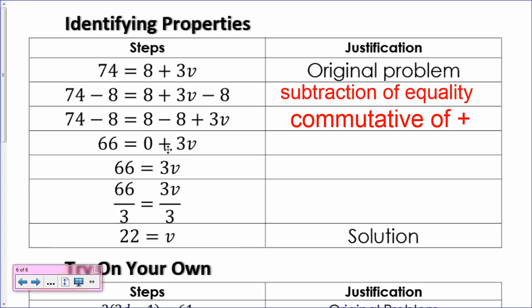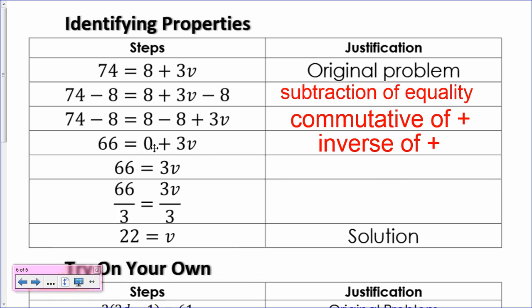Alright. The next step, we have a 74 minus 8 changing to a 66. We have an 8 minus 8 changing to a 0, and we still have the 3v there. Well, the 8 minus 8 becoming a 0, that's the inverse property of addition. But what happened with the 74 minus 8 changing to 66? What property was that? That's your substitution property, where you actually did the math. 74 minus 8 gives you 66. So if you want to put a little semicolon there for substitution, and then substitution after it, that would probably be a good idea, because that changed as well.